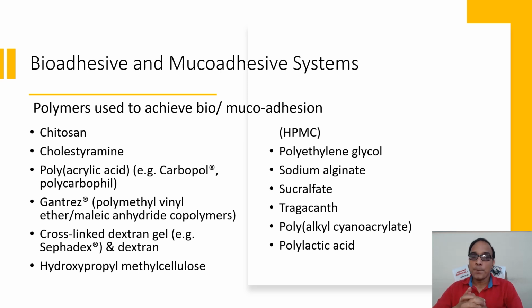But the polymers we use in mucoadhesive systems are high molecular weight, high viscosity polymers with flexible chain length, like chitosan, cholestyramine, polyacrylates, carbopols, polycarbophil, Gantrez like polymethyl vinyl ether maleic anhydride copolymers, cross-linked dextran gels, and hydroxypropyl methylcellulose, HPMC, some specific grades, polyethylene glycols, high molecular weight PEGs, sodium alginates, sucralfate, tragacanth, polyalkyl cyanoacrylates, and polylactic acid.